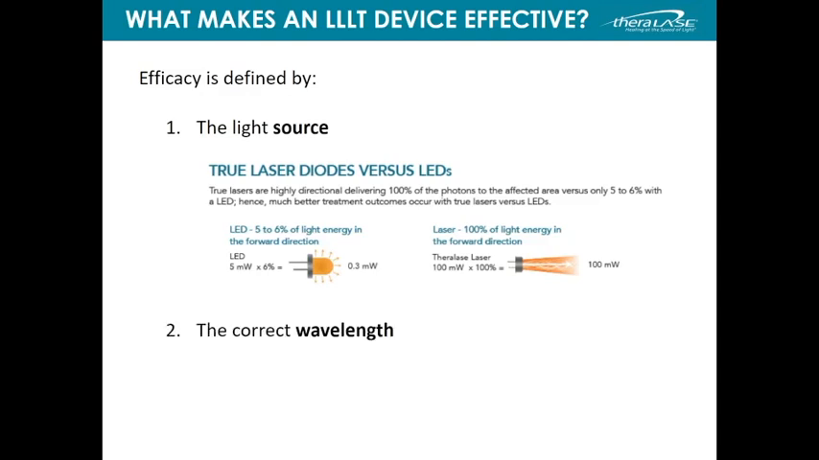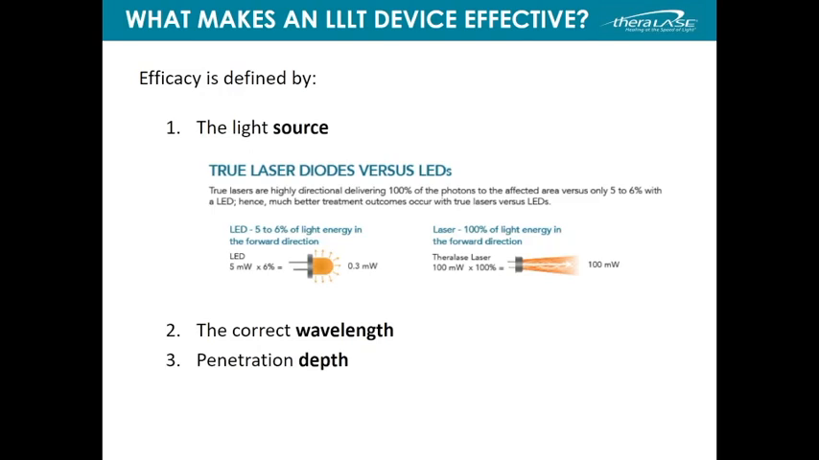Now, the next thing is the correct wavelength, which we discussed. To generate laser light of the correct wavelength is important in order to stimulate the specific light-sensitive chromophores that you want to stimulate, so cytochrome C oxidase, for example.